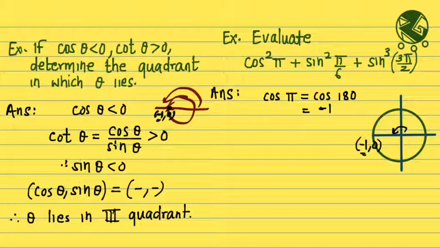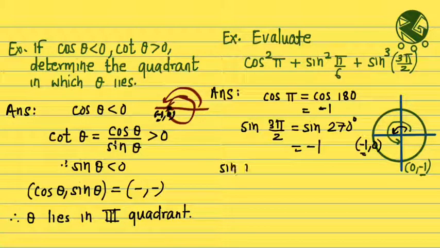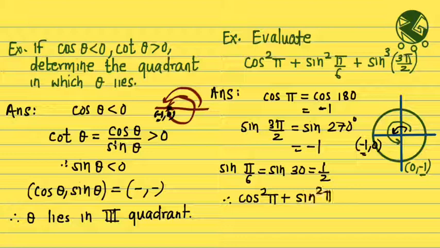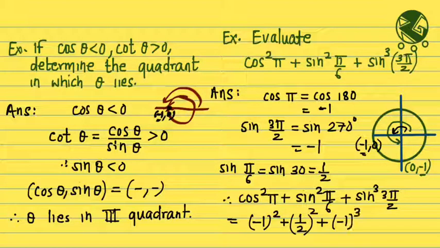Now sine of 3 pi by 2, that is 270 degrees. Where is 270 degrees? We have the location, and sine means y coordinate, it is minus 1. And sine of pi by 6, that is sine 30 degrees, is half, you already know. Put all the values: minus 1 squared plus half squared plus minus 1 cubed, which is 1 plus 1 by 4 minus 1, and the answer is 1 by 4, right?